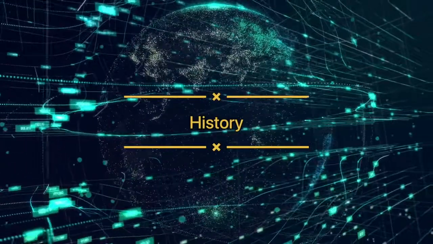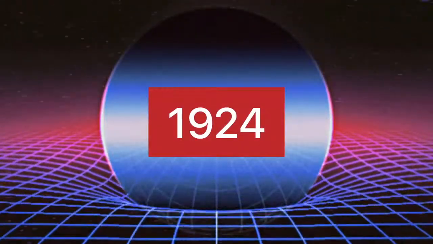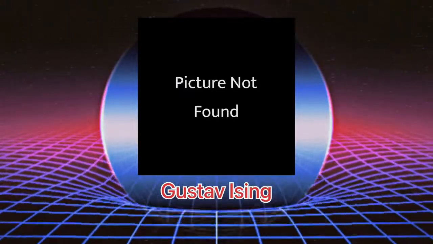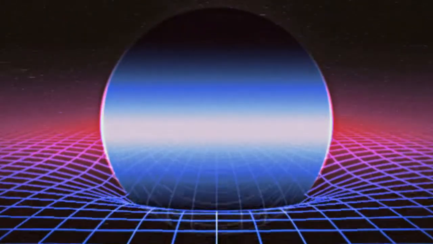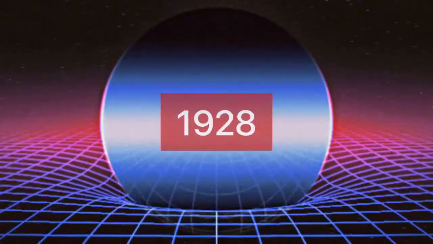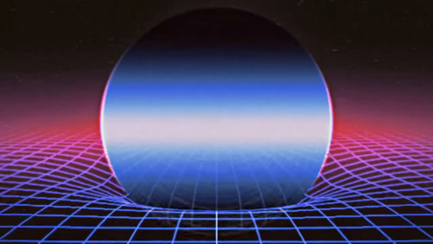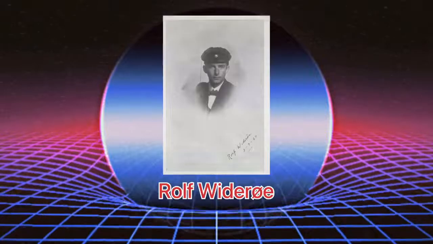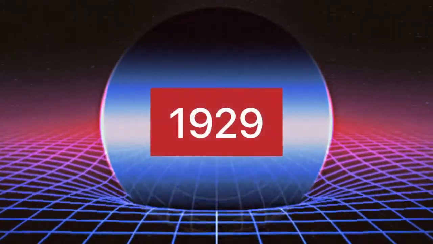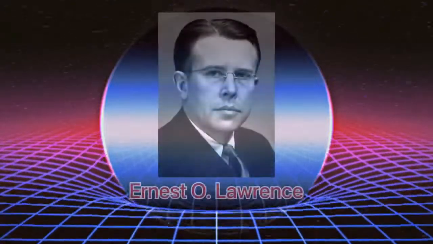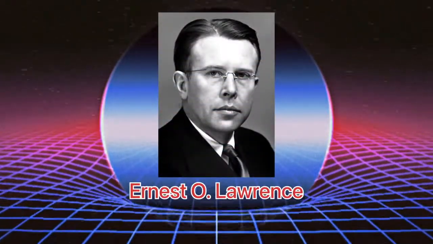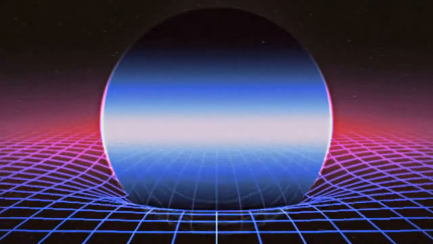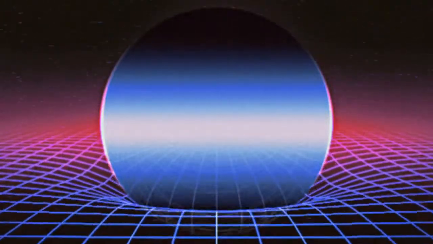In 1924, Gustav Ising, a Swedish accelerator physicist and geophysicist, proposed the creation of the linear particle accelerator, an invention that would later be constructed in 1928 by Norwegian accelerator physicist Rolf Widrow at the RWTH Aachen University. In 1929 to 1930, Ernest O. Lawrence invented the cyclotron at the University of California, Berkeley, which was later patented in 1932, just a handful of years before the Second Great War begins.